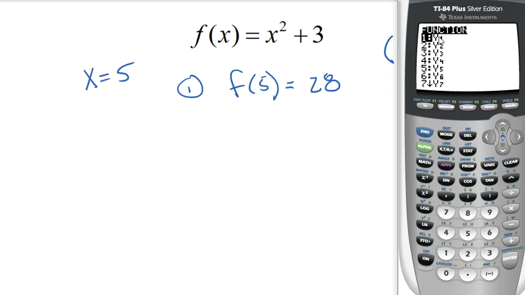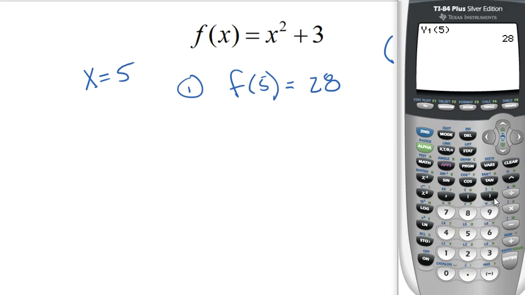Now remember, this is a list of all the different functions we had, and a moment ago, I typed this function into y1 on my calculator. So I'm going to grab y1, and then next to the y1, I'm going to type in the 5. It's got to be in parentheses. So basically what I'm asking the calculator to do is take the number 5 and plug it into y1 specifically, because that's where I typed this function in. Hit enter, voila, we get 28.